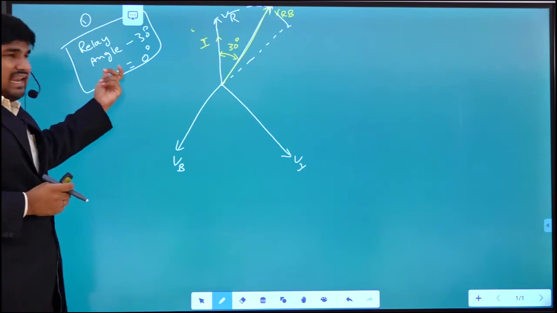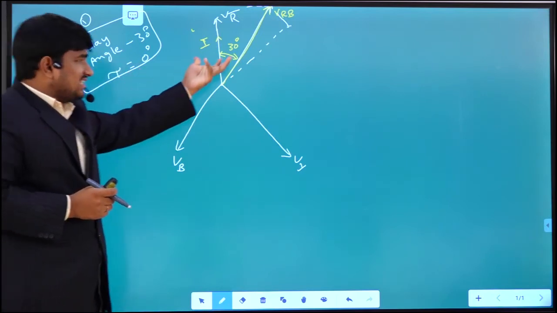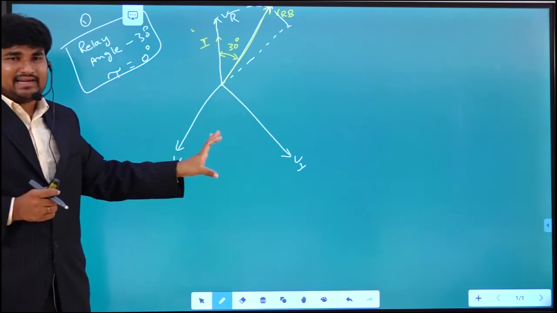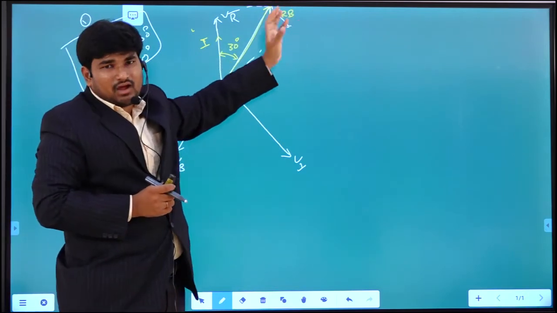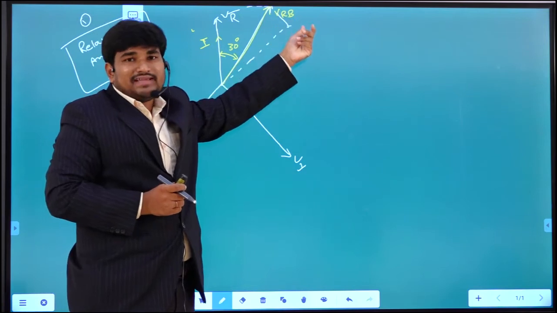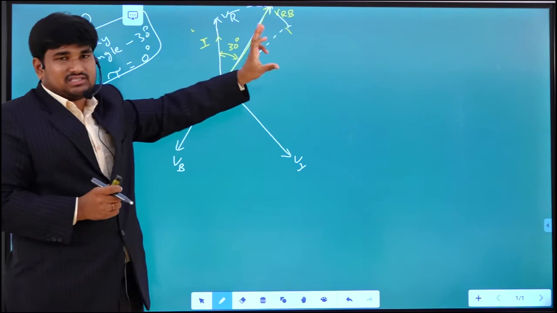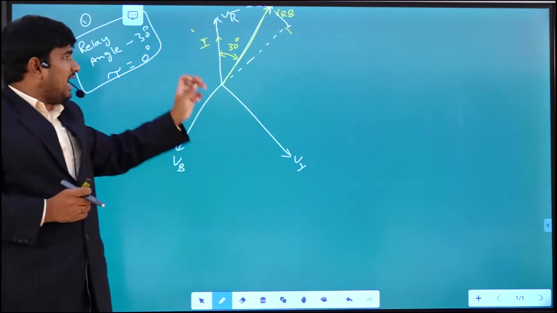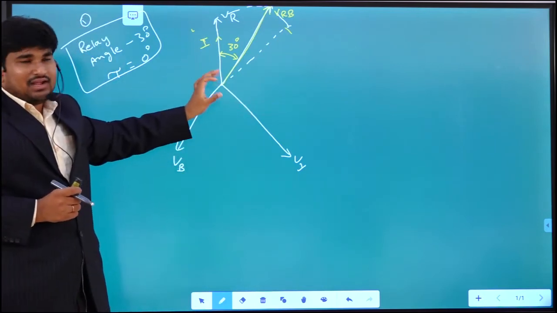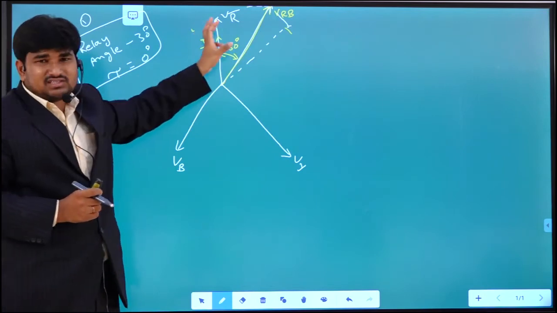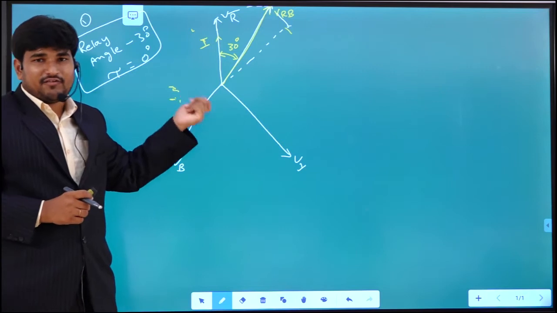That means relay angle. So we will give the connections to the directional overcurrent relay such that for the potential transformer, or the voltage coil, we will give VRB, the line voltage. And for the current coil, we will give this reference current only, with unity power factor.